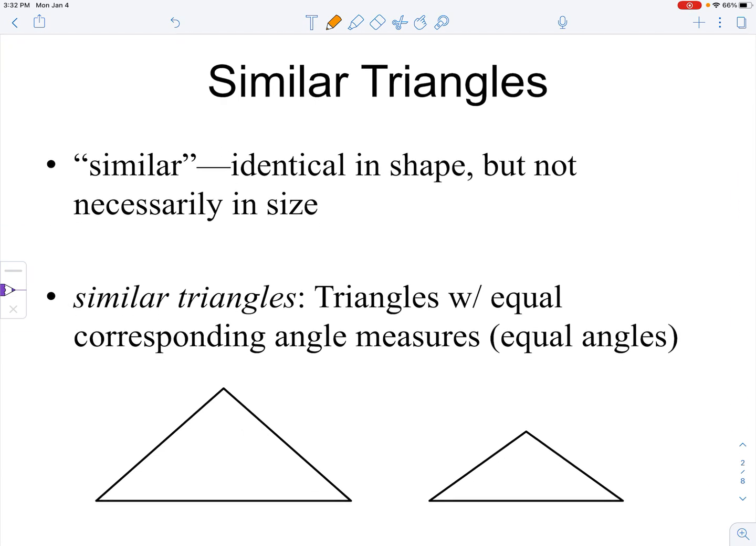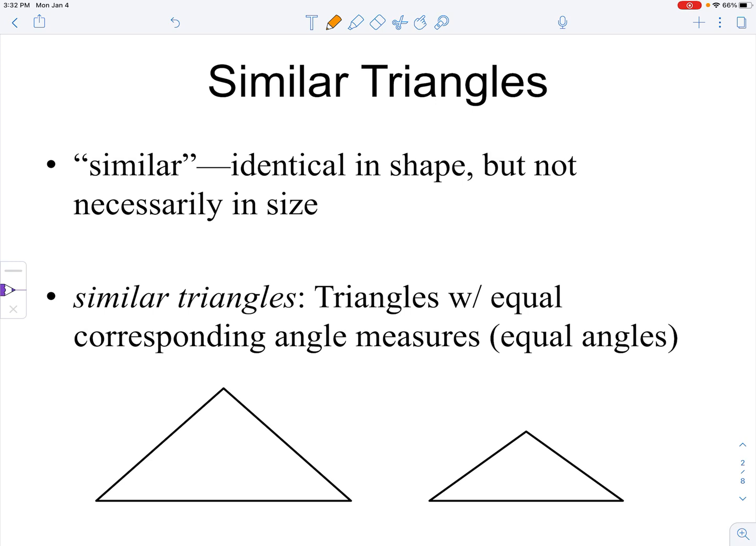So here we go. Some things I'm not explaining in depth because I'm assuming it's review and I'm expecting that you know. So let's first look at the definition of similar triangles. Similar refers to the triangles being identical in shape but not necessarily size. And similar triangles have equal corresponding angle measures.